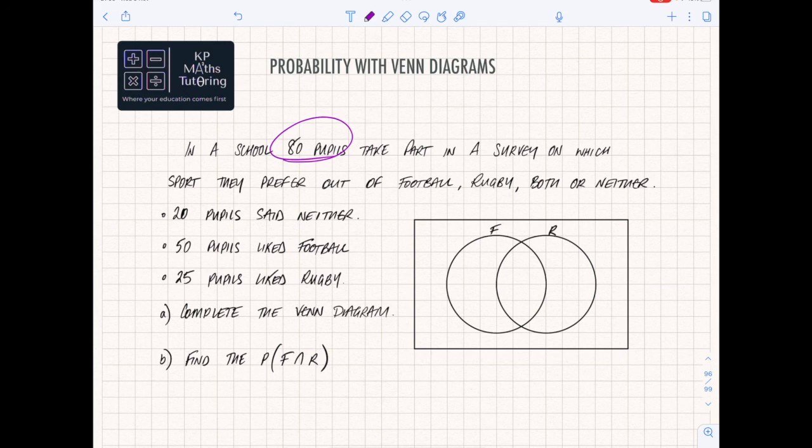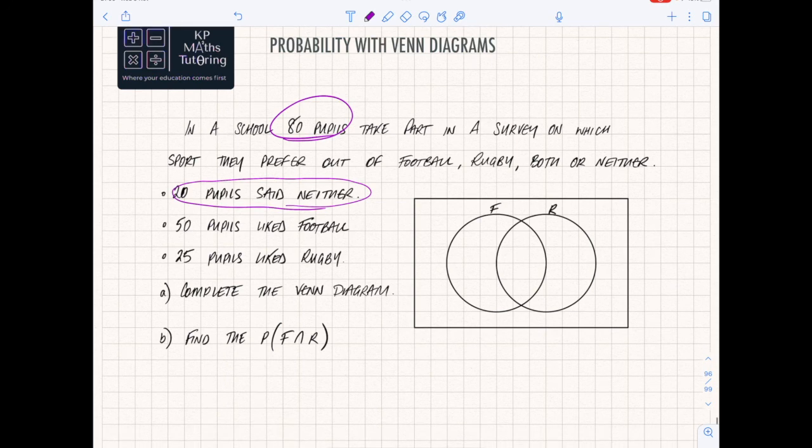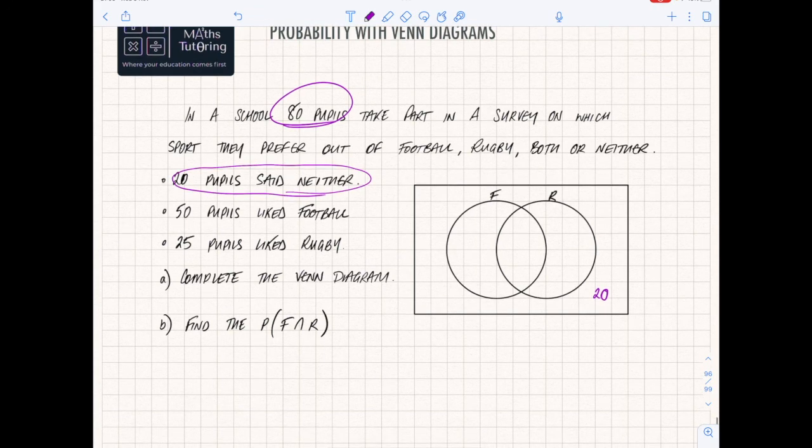So the key to this is understanding, first of all, you've got this value of neither. So if these 20 pupils do not like rugby, they do not like football, therefore those 20 pupils are going to need to sit on the outside. So the first thing to think about is getting your outside value correct if there is an outside. Sometimes there might not be, but if there is one, get that in first of all. Now, it's also about understanding what this means. We've got 50 pupils that like football, which means 50 pupils need to be in the entirety of this circle.